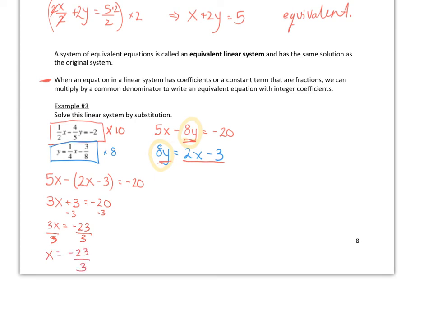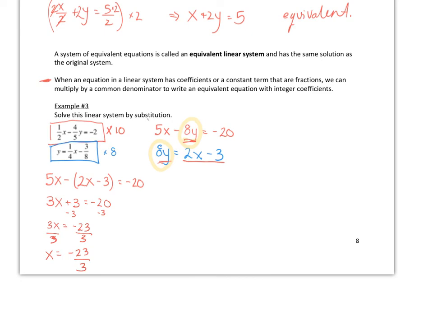A nasty answer. However, it's an exact answer. We would get a random fraction or repeating number, if we were to try and solve this in our calculator. Okay, so we know what x equals. Let's sub into either of our equations here to solve.